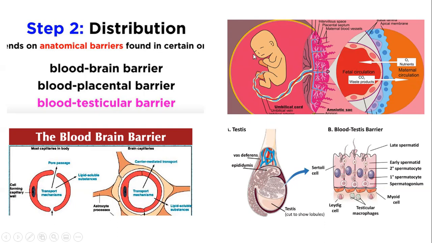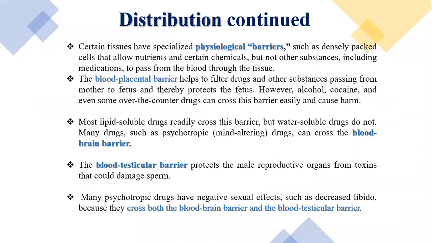It is the same with the placenta: the infant is surrounded by a layer called the blood placenta barrier. So most of the drugs are not allowed to go in. The same as the testes, protected by a layer called the blood testicular barrier. All three together we call anatomical barriers.